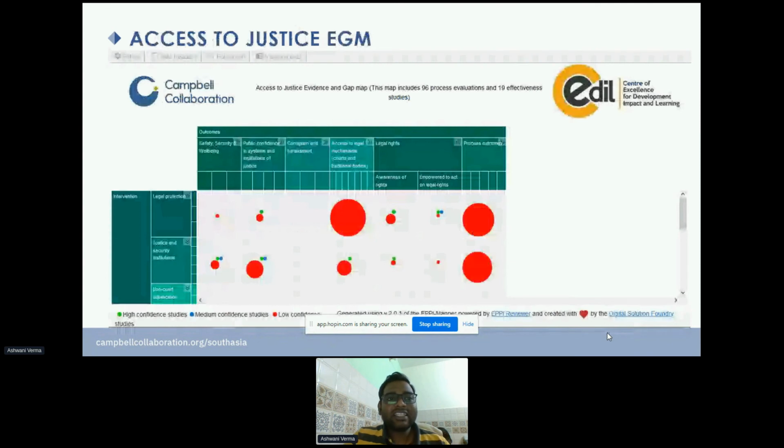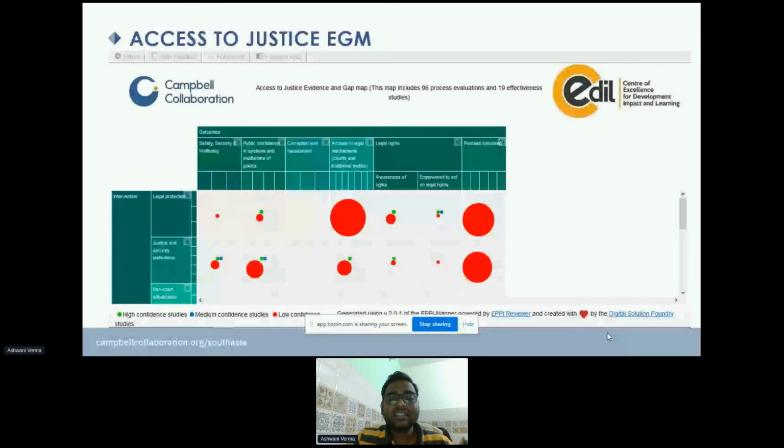So this is how this map looks when we developed it. On the left side, we have our interventions. These are the particular interventions which we have included in this map. In the columns, you can see the outcomes: safety, security and well-being, public confidence, corruption and harassment. These are the outcomes, and you can see the bubbles here.